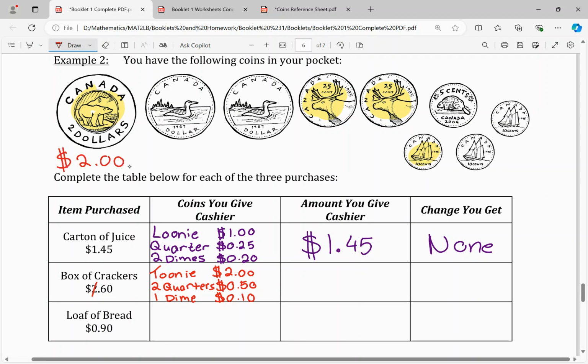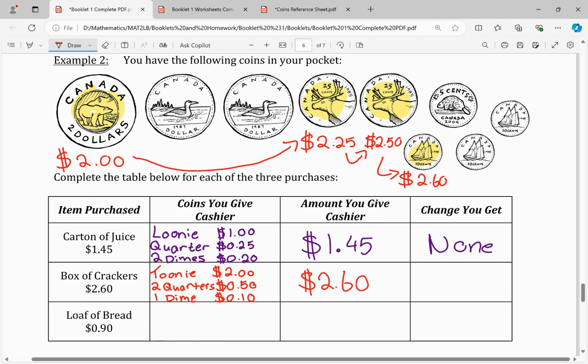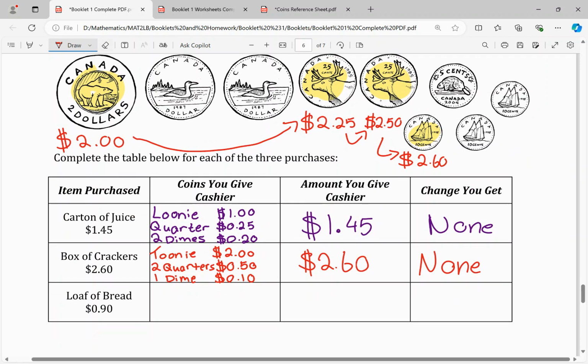We started with $2 and we added 1 quarter, which brought us to 250. That's not true at all. We added 1 quarter, which brought us to 225. We added another quarter, which brought us to 250. And then we added a dime, which brought us to $2.60. So the total amount that we gave the cashier, $2.60, is just enough that we need no change, because that is exactly as much as the box of crackers cost.